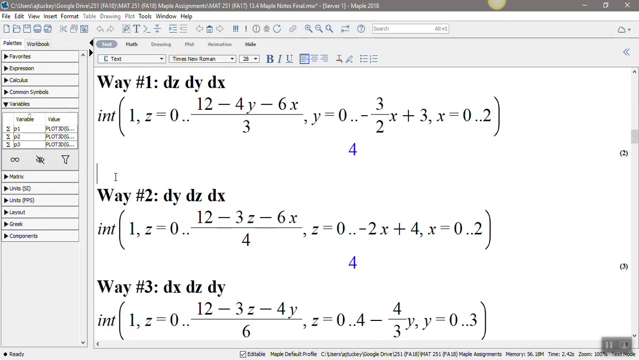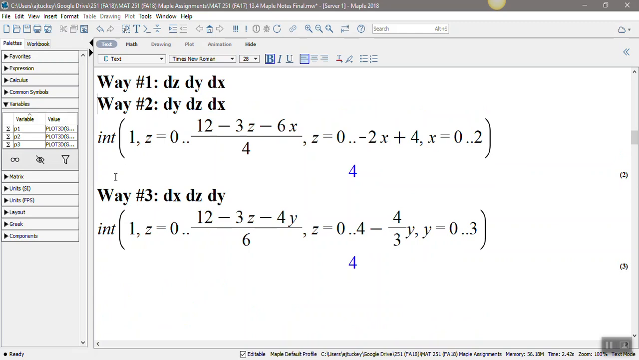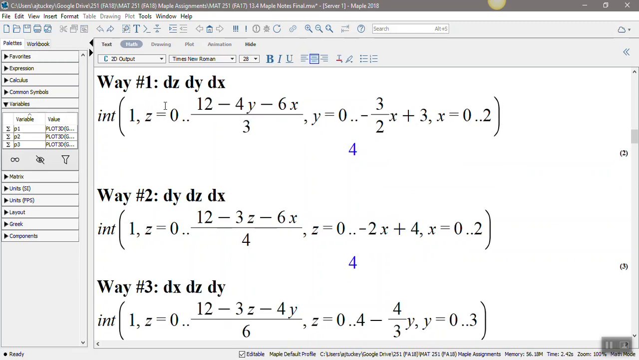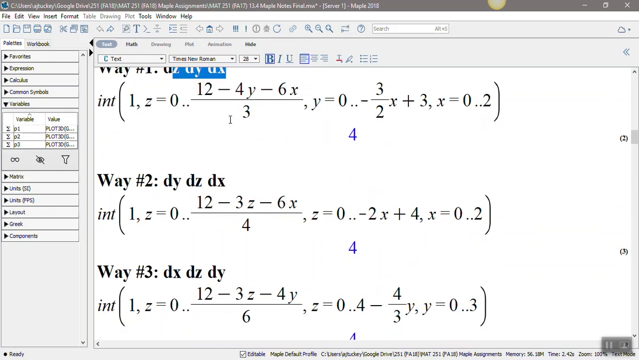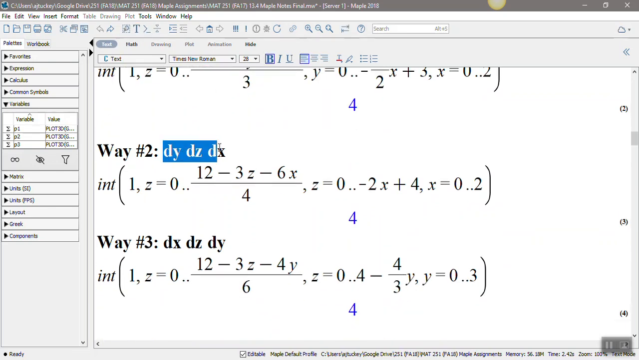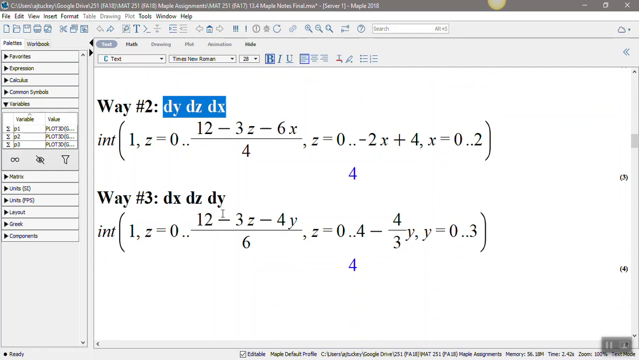So when you look at Maple, Maple's showing us that it is exactly the same. It's 4 when I do it with respect to z first, then y, then x. It's 4 when I do y first, then z, then x. And it's 4 when I do x first, then z, then y. They all work out to be 4.